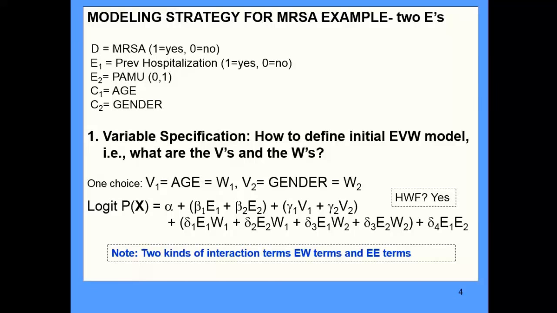And actually, there are different opinions about this. Most people would tend to say, if I consider the fact there are two different kinds of interactions, what I might want to do is not deal with the EE interaction until I deal with the EV or the EW interactions. Why is that?